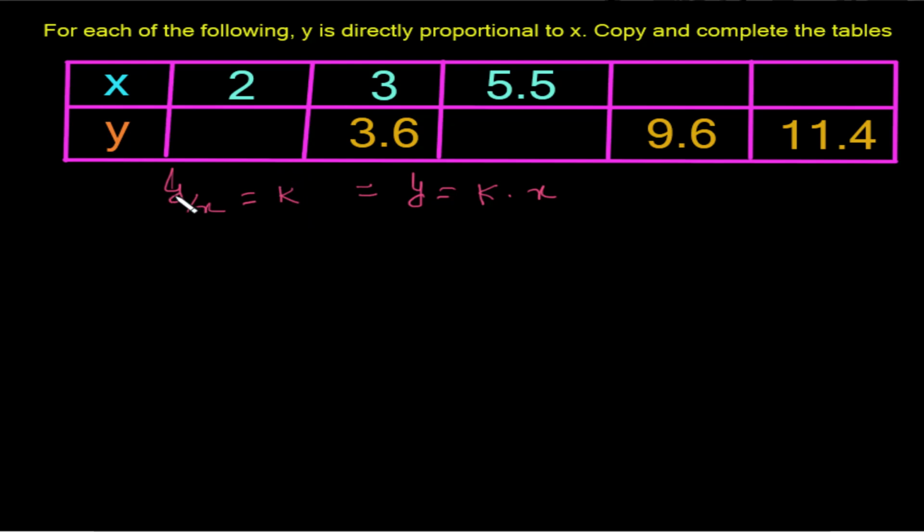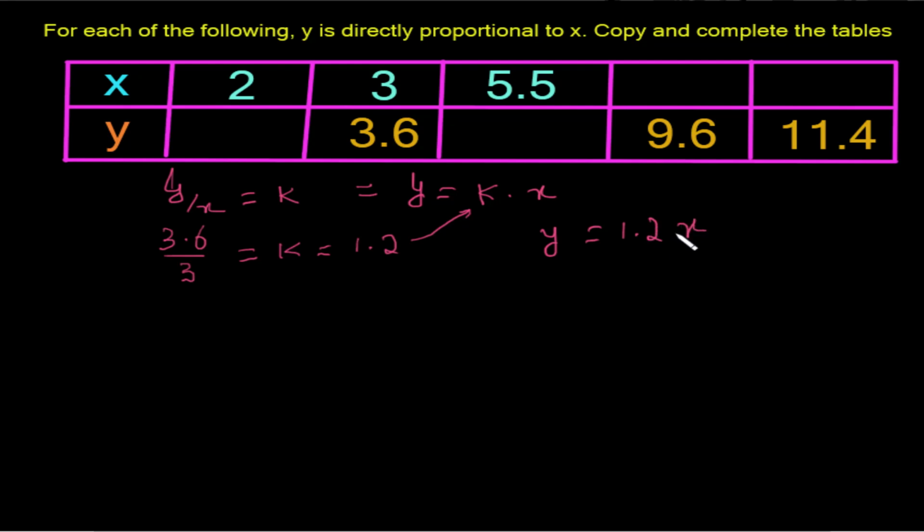So I will substitute these values for x and for y. For y I will substitute 3.6, and for x I will substitute 3, is equal to k. And when 3.6 is divided by 3, I will come up with 1.2. So k has a value of 1.2. Now substituting this 1.2 back into this equation will give me y is equal to 1.2 times x.